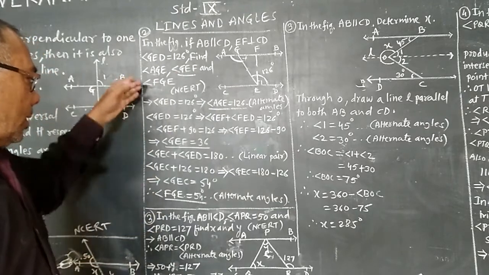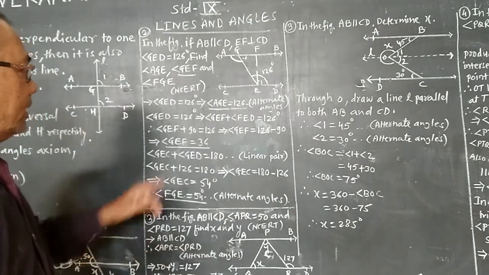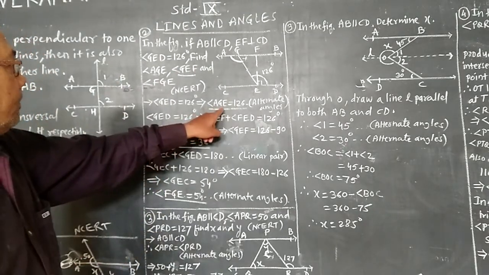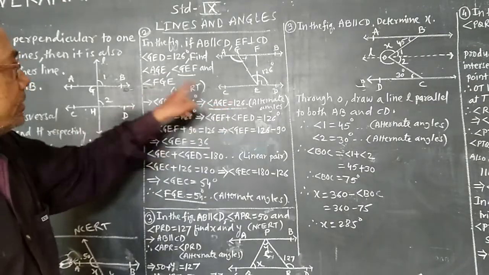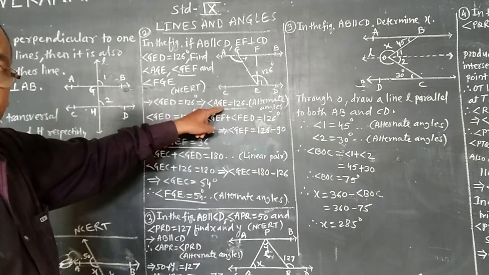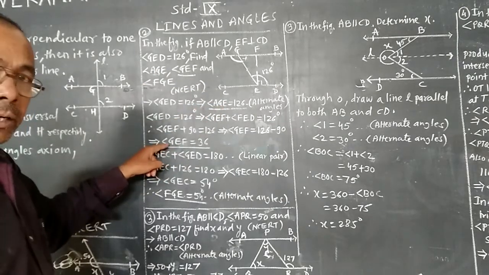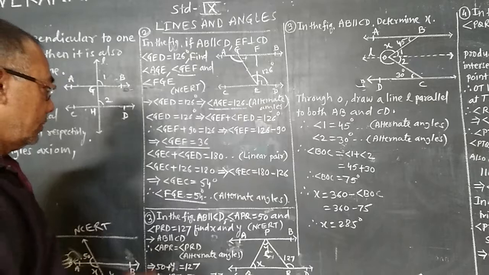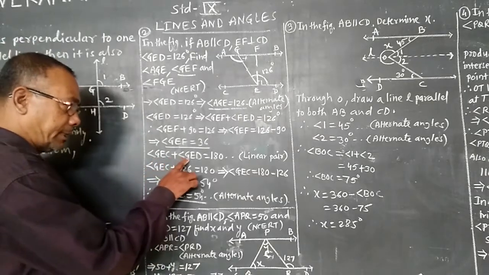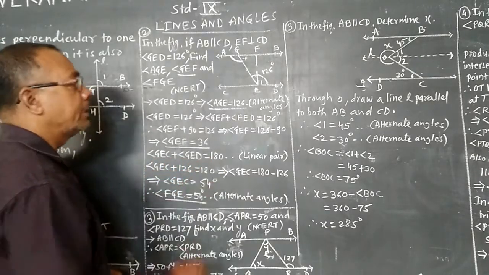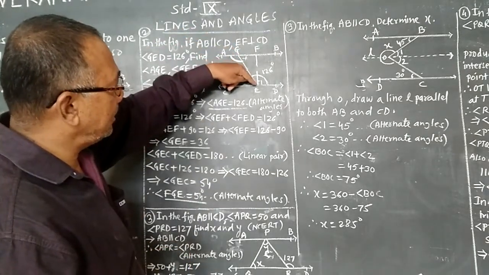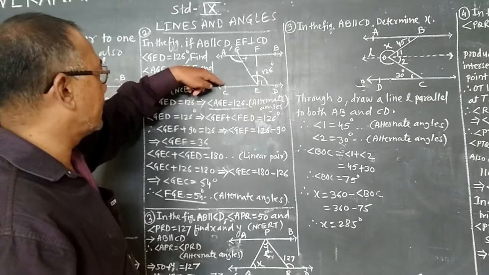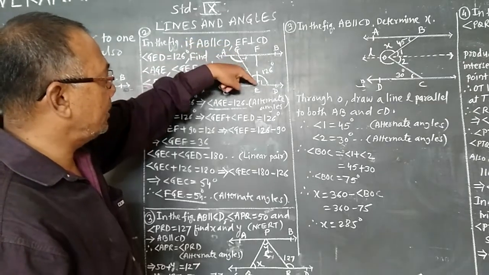GEF. Now we have to find here AGE. We have found 126 degrees. Means first answer we have found here. This is second answer. Now angle GEC plus angle GED is equal to 180 degrees. Angle GEC plus angle GED.